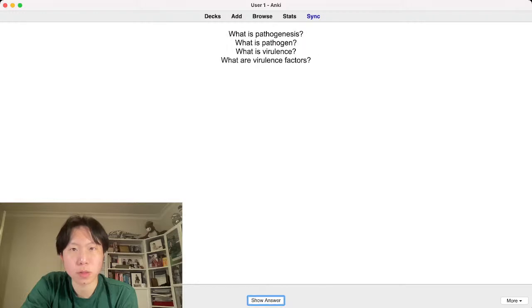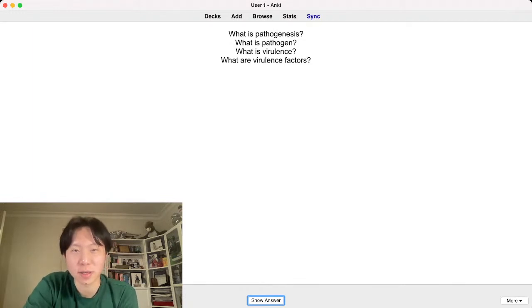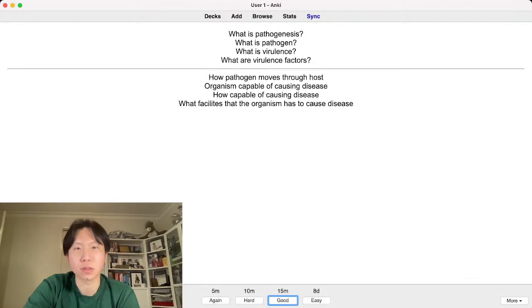What is pathogenesis? Virulence is the capability of causing disease. Virulence factors, things that help it cause disease. Pathogen, capable of causing disease. Pathogenesis, what happens afterwards. Yeah.